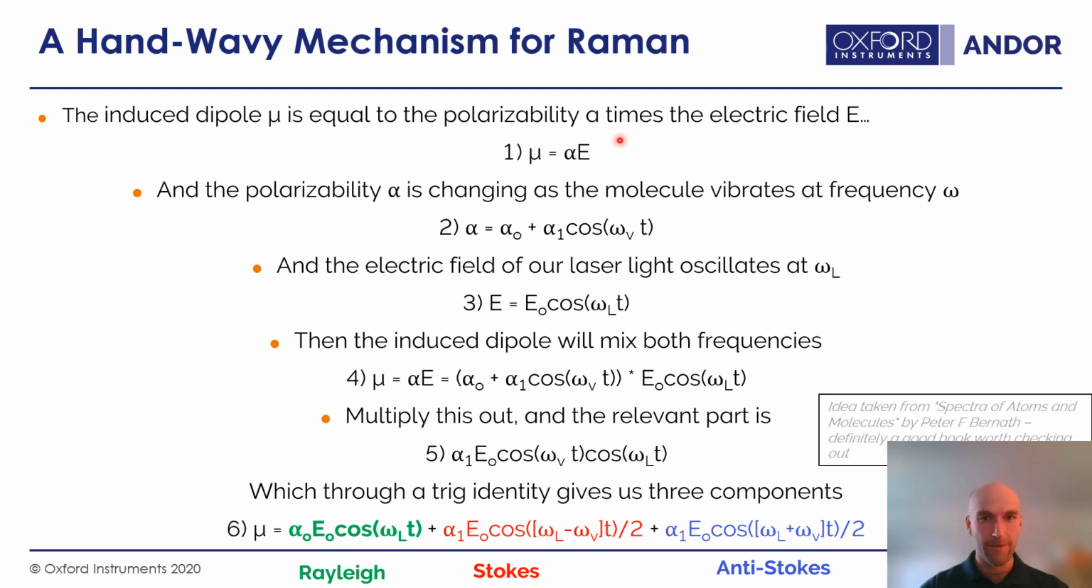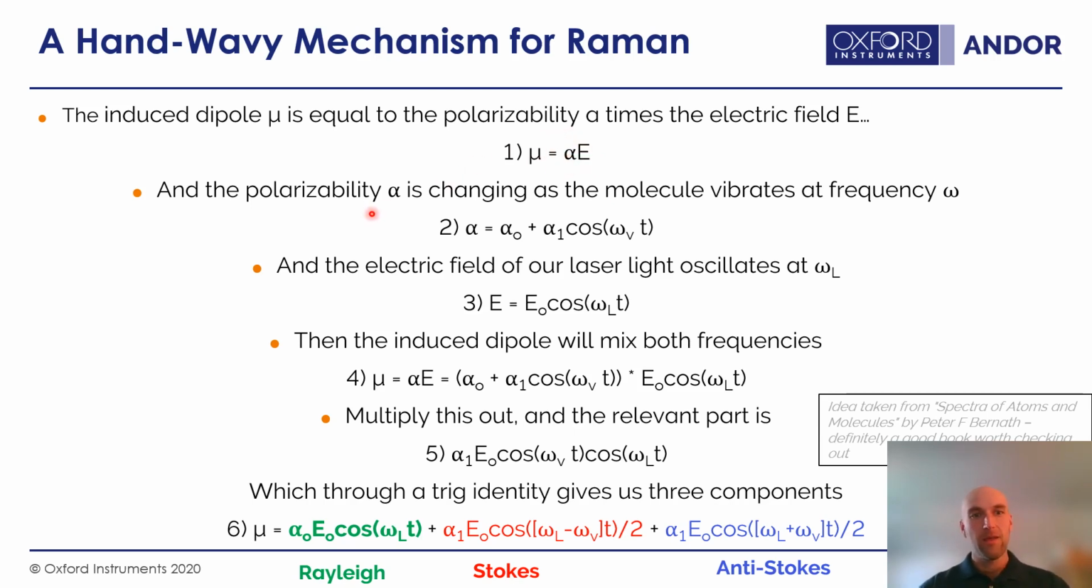So the induced dipole mu on the molecule is equal to the polarizability alpha times the electric field E. Don't think that this is representing anything more than what I just said. We're saying there's a dipole mu, that's the strength of that dipole, and it's proportional to alpha, the polarizability, times the electric field. That's only to say that there's some proportionality between dipole and electric field, symbolized by alpha.